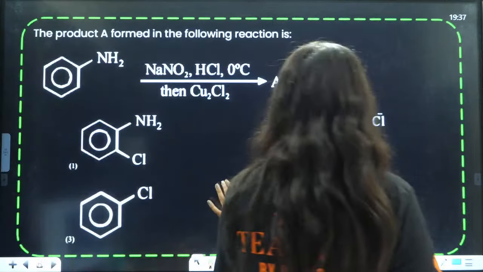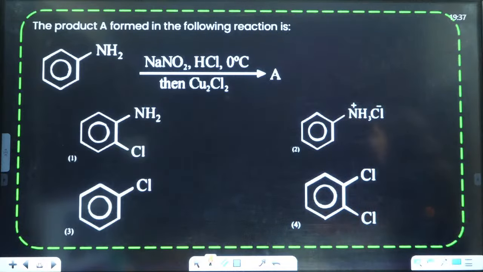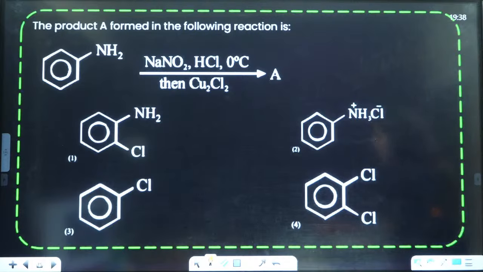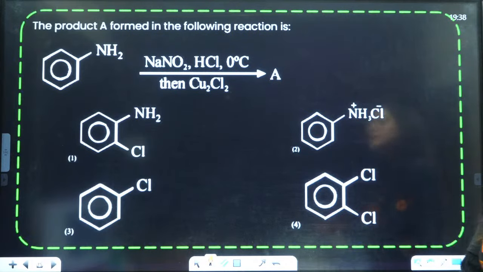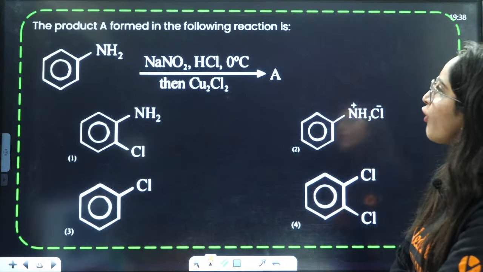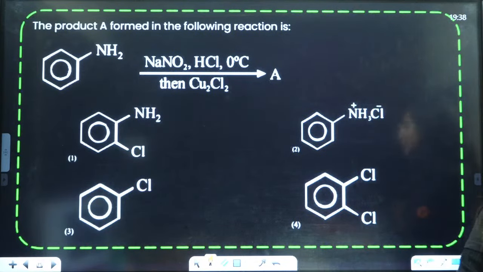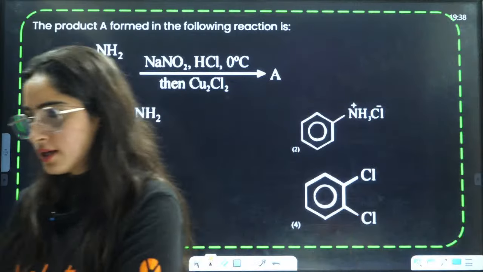Next question. Everybody in the chat box, try this question yourself. CO removed, yes, very good. They are saying product A is formed in the following reaction. You have aniline, NaNO2, HCl at 0 degrees, and then you use Cl2. Very easy, simple question. This is a JEE Mains question.